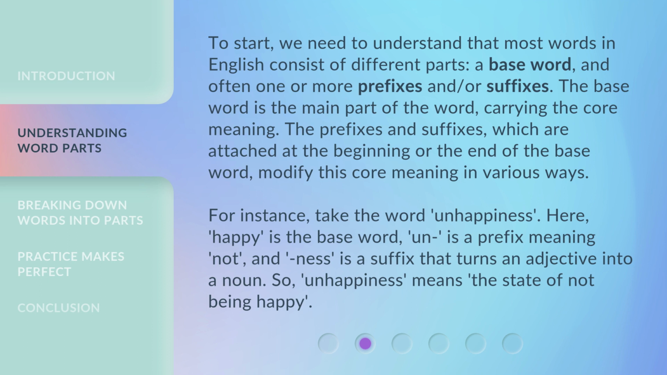meaning in various ways. For instance, take the word unhappiness. Here, happy is the base word, un is a prefix meaning not, and ness is a suffix that turns an adjective into a noun. So, unhappiness means the state of not being happy.